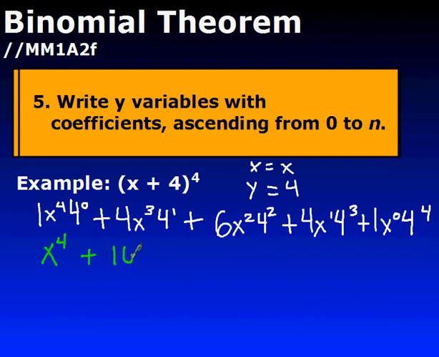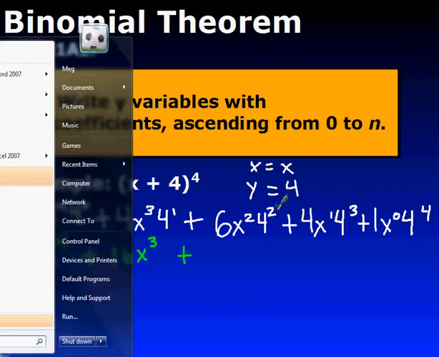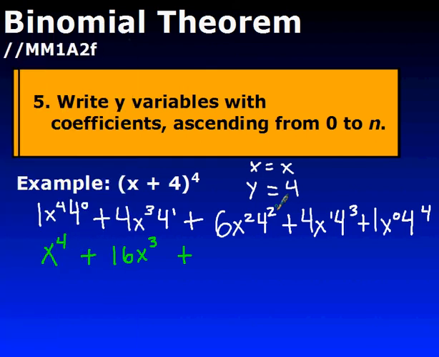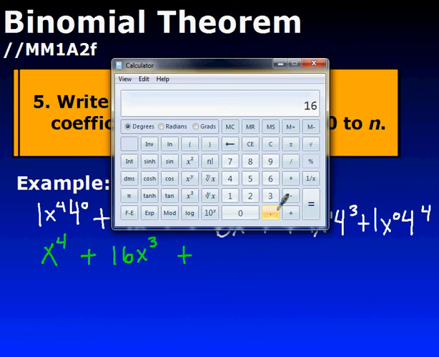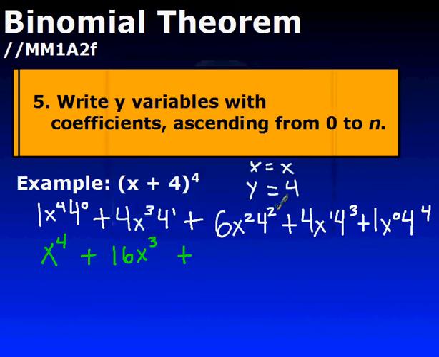Next term is 6, x squared, 4 squared. 4 squared is 16. 16 times 6 is going to be 96. 96x squared.